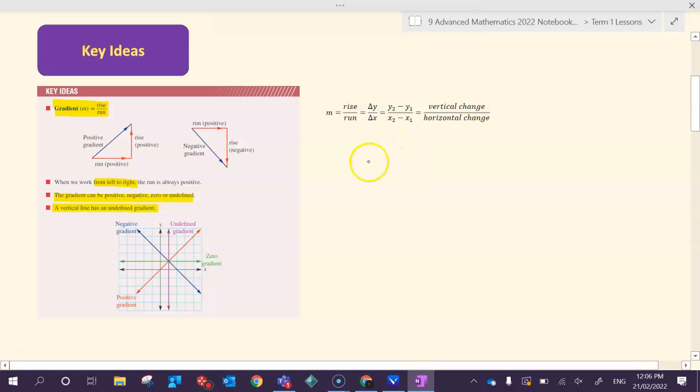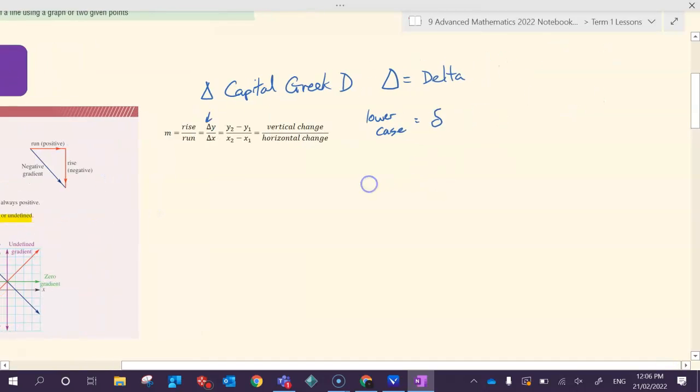Sometimes, yeah, look at that. It's working now. So delta is that triangle-shaped thing. That's a capital Greek D, and the Greek letter for D is delta. That's what they call it. A lowercase one looks like that. It's like a D, but with a squiggly little thing like that. That's a lowercase delta. Capital Greek delta is used in a lot of places.